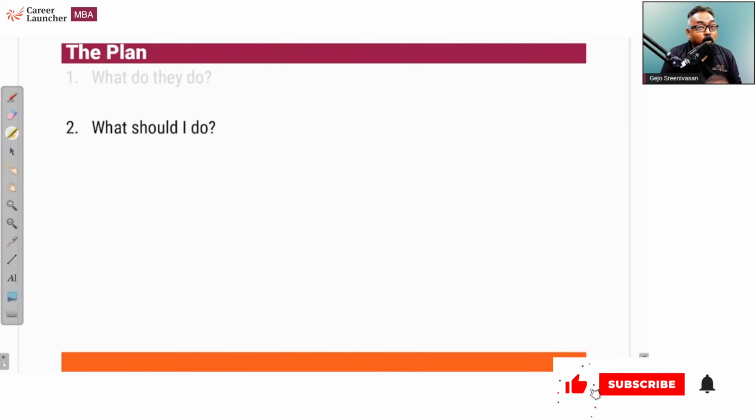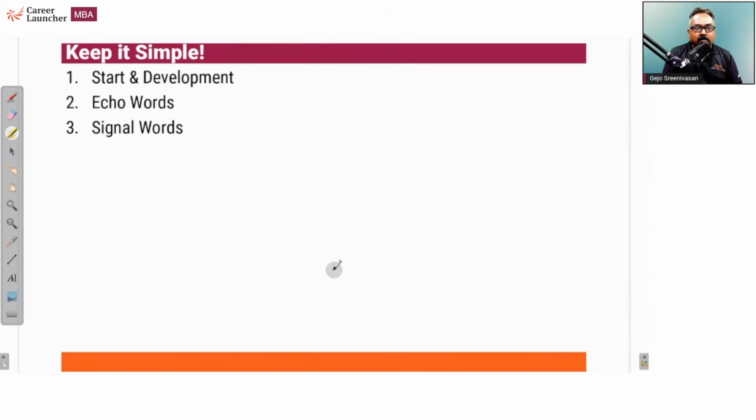Now, what should I do? Simple things. 3 things. We could then obviously cut this down into much shorter ideas, and then we can keep on discussing all that. But at the core of it, there are basically 3 things. Start and development. We need to understand the term and how ideas are developed. There are a lot of ways in which we can look at development. That itself could be a lesson.